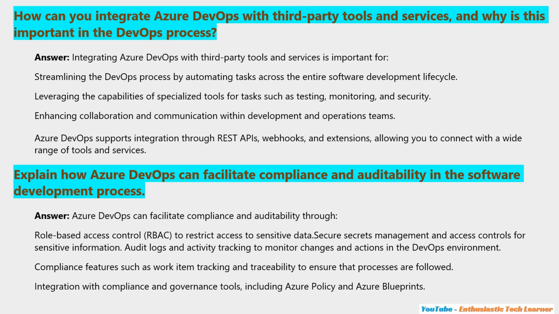Explain how Azure DevOps can facilitate compliance and auditability in the software development process. Answer: Azure DevOps can facilitate compliance and auditability through role-based access control, RBAC, to restrict access to sensitive data, secure secrets management and access controls for sensitive information, audit logs and activity tracking to monitor changes and actions in the DevOps environment, compliance features such as work item tracking and traceability to ensure that processes are followed, and integration with compliance and governance tools, including Azure Policy and Azure Blueprints.